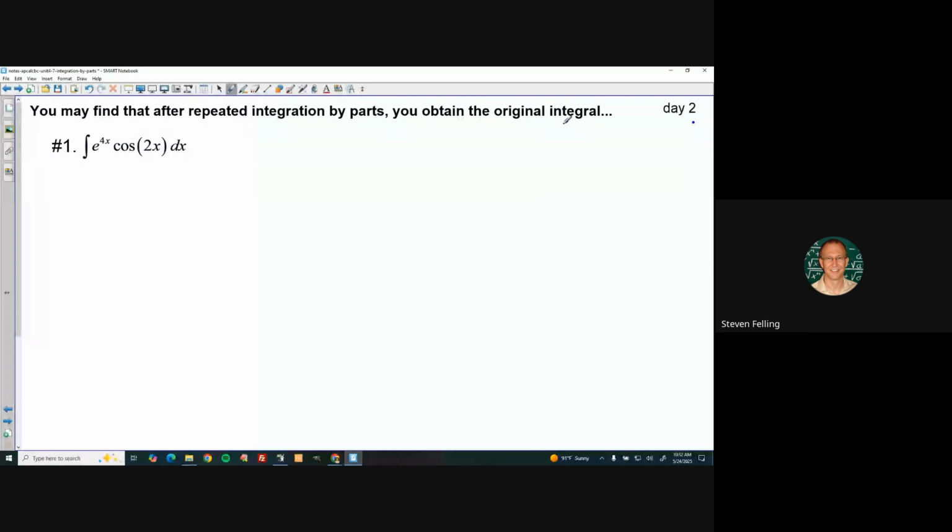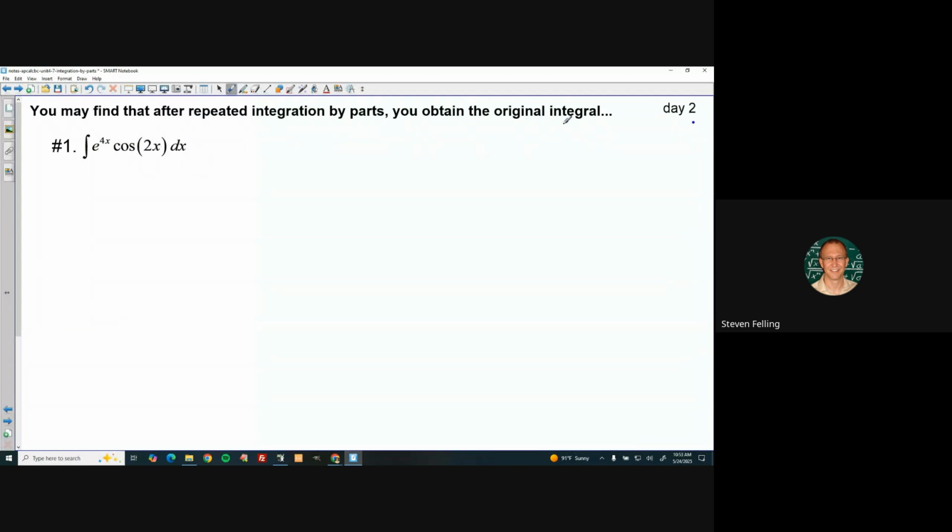Alright, this video is covering the second part of integration by parts. If you haven't watched the first video, you should watch that first because that contains the main idea of integration by parts. Today we're going to talk about some other things that can happen, and an alternate way to do integration by parts when you have repeated cases.